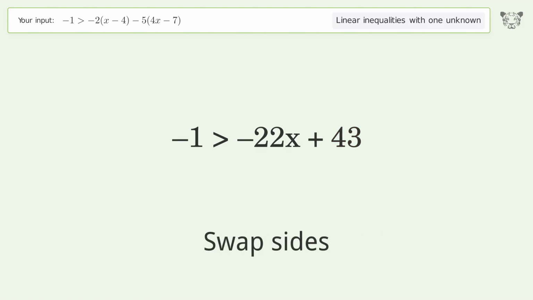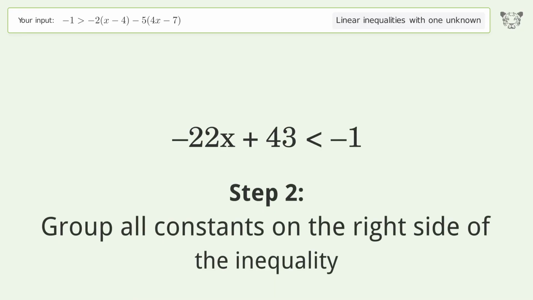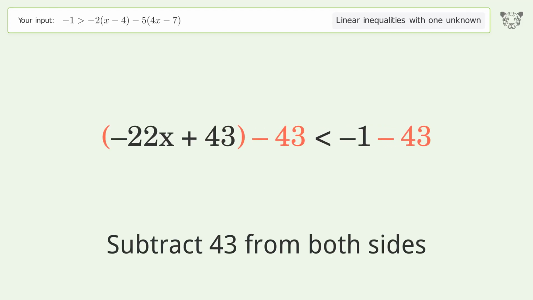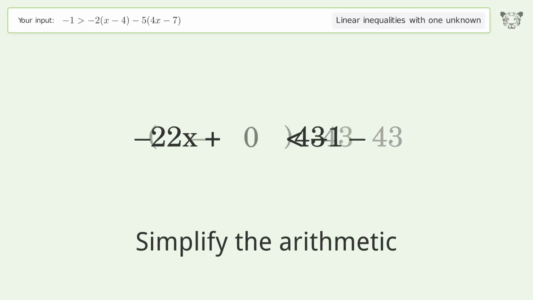Swap sides. Group all constants on the right side of the inequality. Subtract 43 from both sides. Simplify the arithmetic.